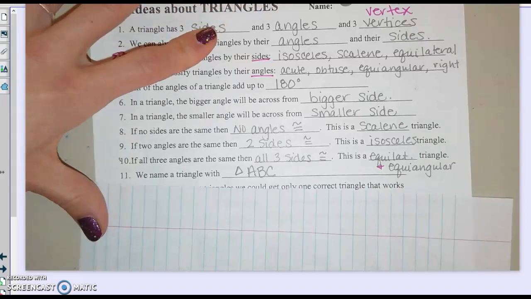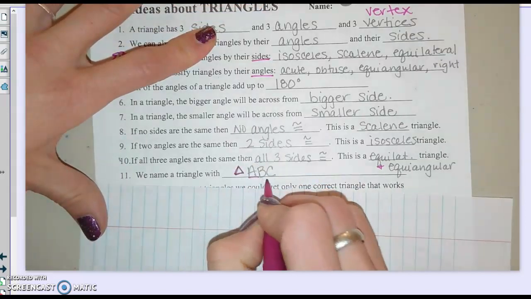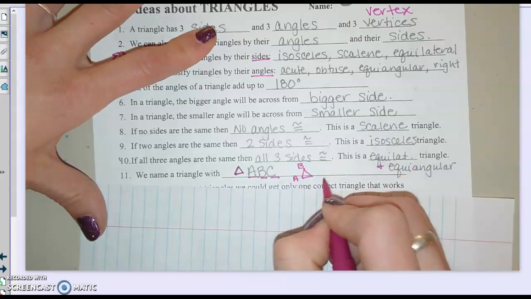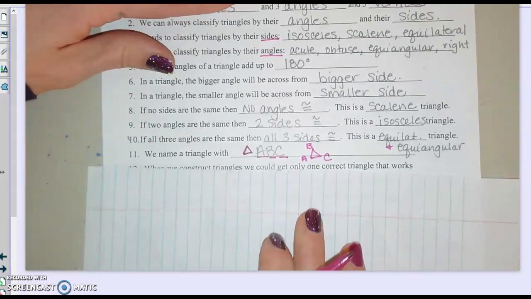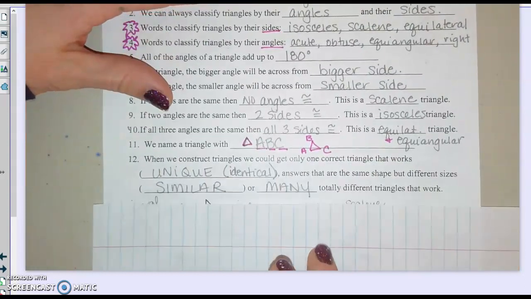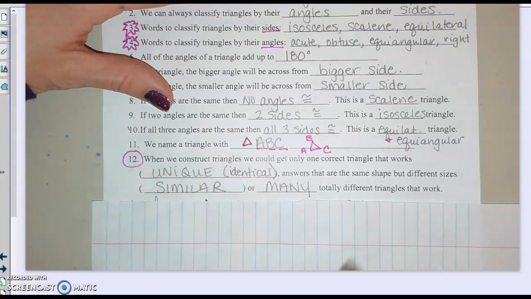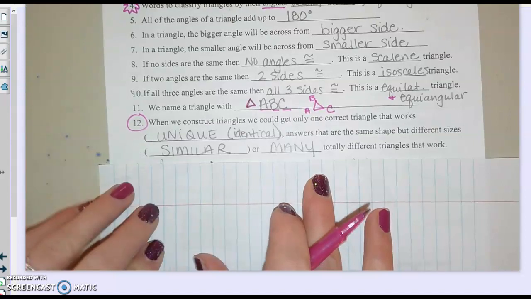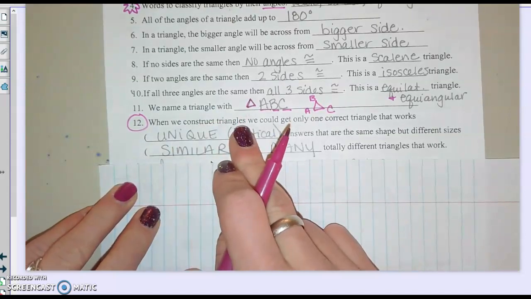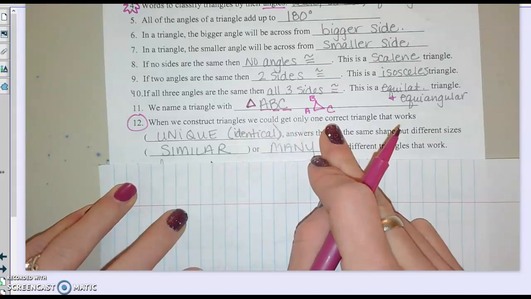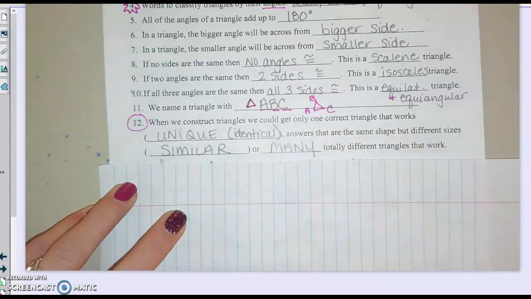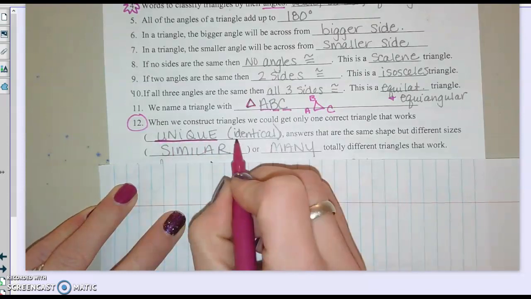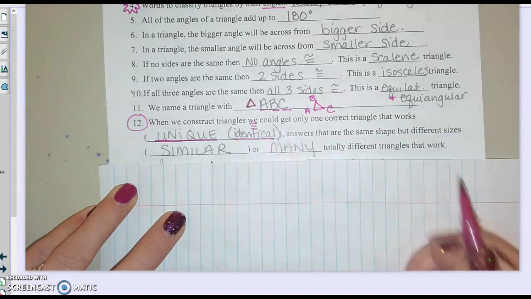Okay, we name a triangle with this triangle symbol and then 3 capital letters, whatever the vertices are, right? So if this is like point A, B, C, I'd call that triangle ABC. Okay, this one you may have skipped. All right, we're going to talk about this a little bit more now, but I want to make sure you have this written down. Number 12, when we construct, so when we draw our own triangles, we could get that there's only one correct triangle that works, right? Like if it's very specific, it has to be this exact thing. We call that unique. Okay, they're all going to be identical or they're all going to be congruent.